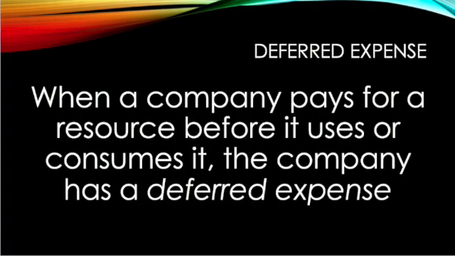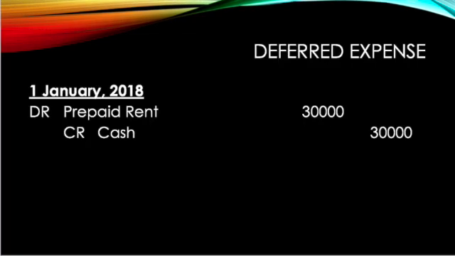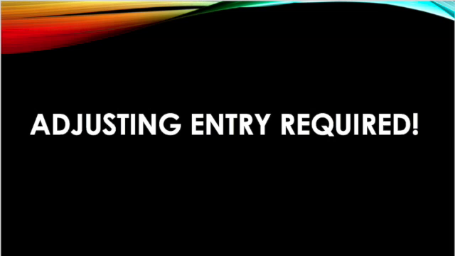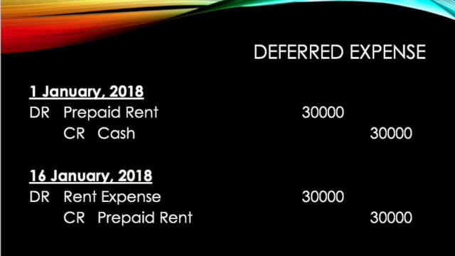Deferred expense refers to when a company pays for a resource before it uses or consumes it. For example, if a company pays for its rent in advance, this is recorded by debiting a company's assets via the prepaid rent account and also crediting a company's assets via the cash account. However, as the company uses the rent over time, an adjusting entry is necessary. This entry debits a company's expenses via the rent expense account and credits a company's assets via the prepaid rent account, thus recording that the rent expense has been incurred.